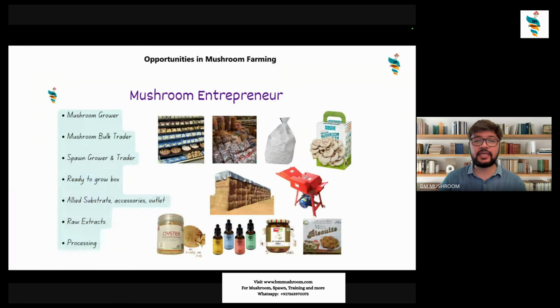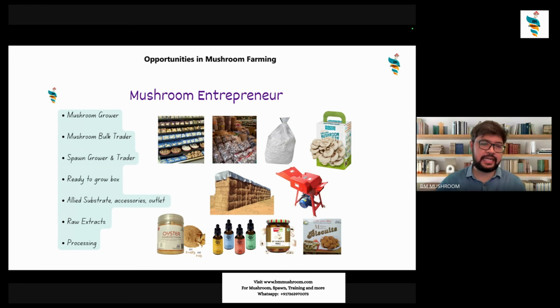Opportunities. When we are speaking about the opportunities right now present in front of a mushroom farmer or an entrepreneur, anyone who is looking towards cultivating or starting up in the mushroom sector, they must have a wide range of options open in front of them. I will be discussing a few of them.